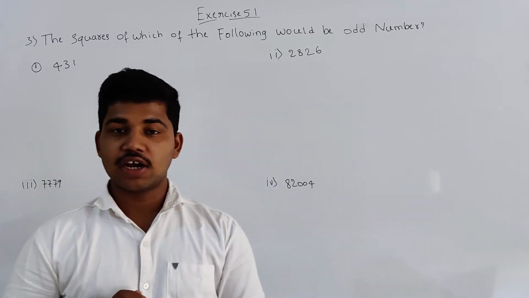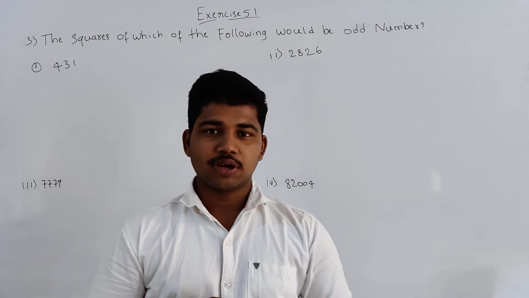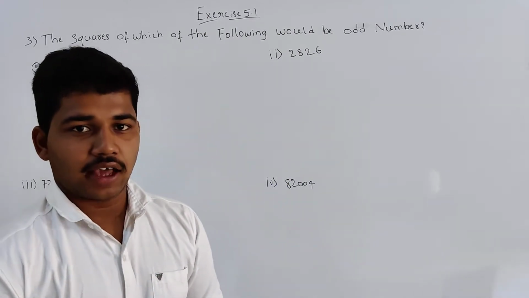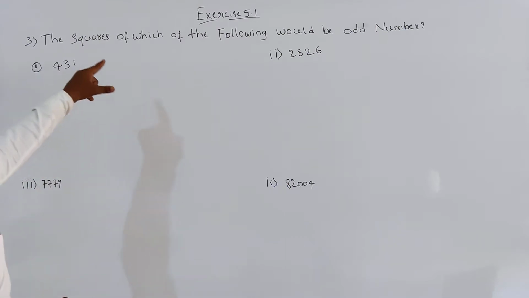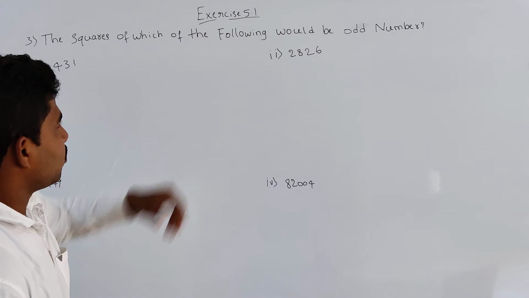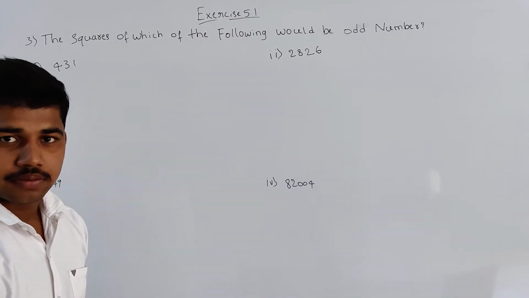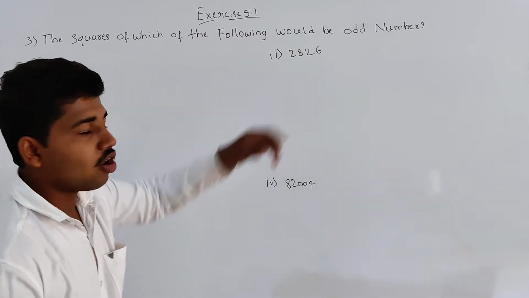In the last class we already completed the second problem in exercise 5.1, and today let us begin with the third problem in exercise 5.1. Look at this third problem. The squares of which of the following would be an odd number?